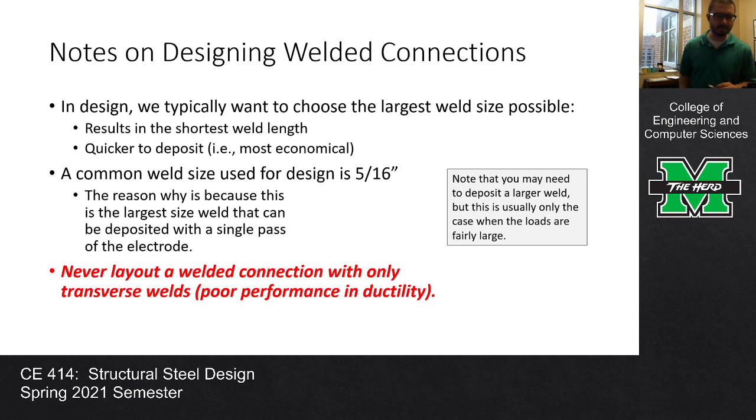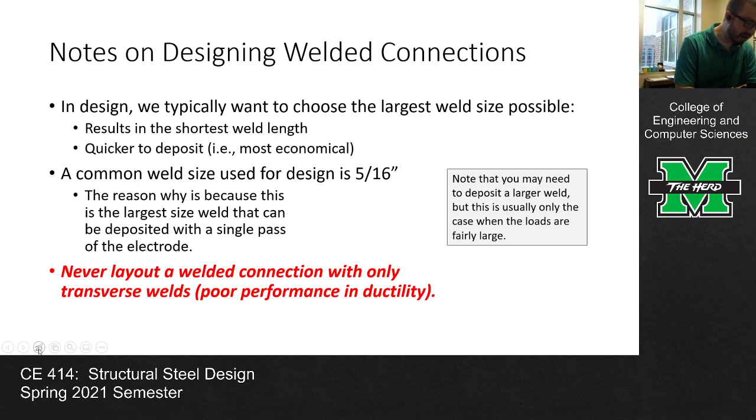Now, a couple notes on designs. In design, we typically, again, want to choose the largest weld possible. The largest weld results in the shortest length, which means it's quicker to deposit. If it's quicker to deposit, that means it's cheaper. Now, a common weld size that we use for design is 5/16 of an inch. The reason why is because when you're laying out a fillet weld, 5/16 of an inch is about the largest weld size that you can deposit with a single pass of the electrode.